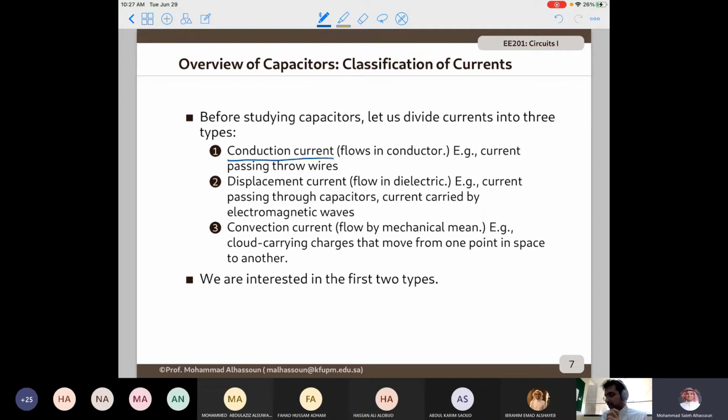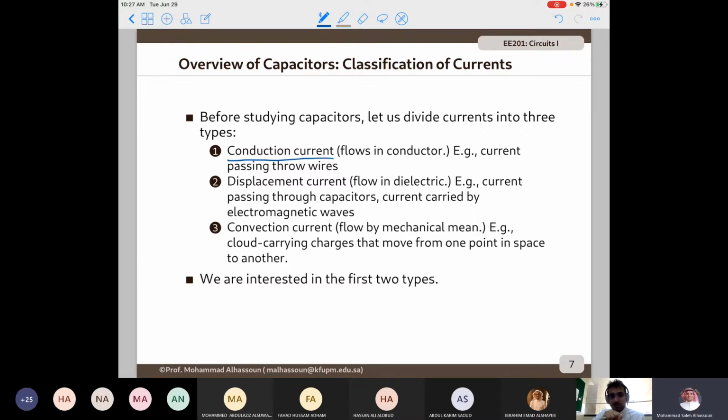This is called the conduction current. In reality, there are three types of current. The first one is the conduction current. This is the current we discussed, the current that flows in conductors. If you have a wire and you connect the wire to a battery, this is the current that's going to flow.